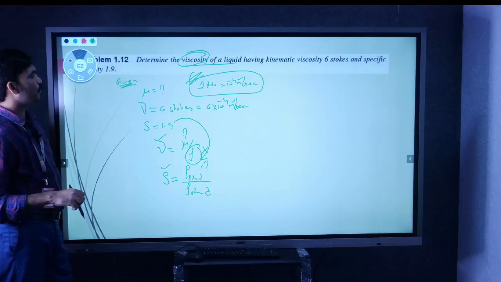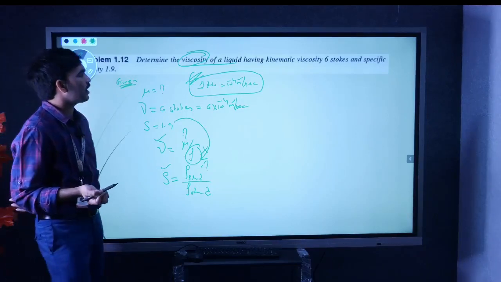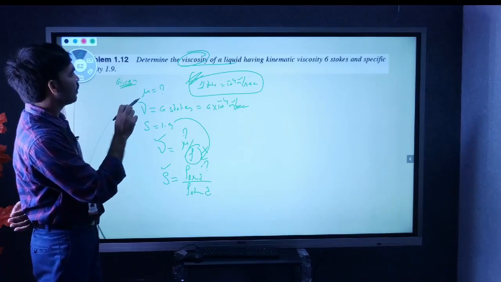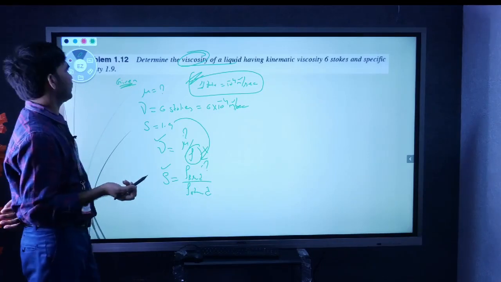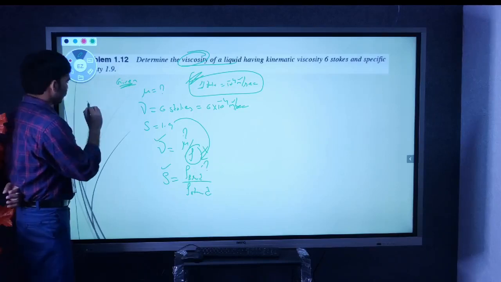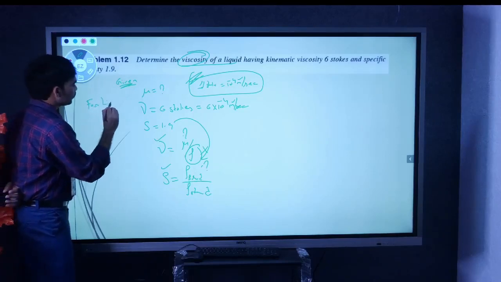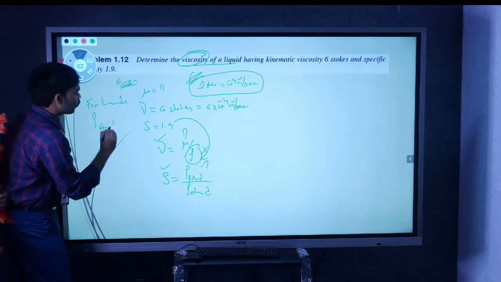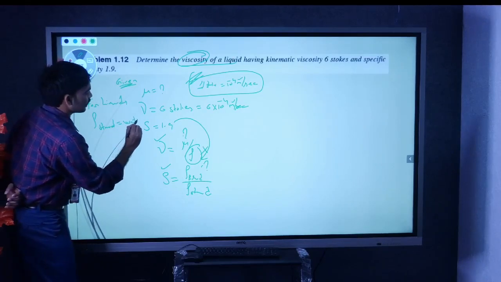Density of the standard fluid. So what is the density of the standard fluid? Here he has mentioned a liquid, but he has not mentioned what it is. I will tell you, for liquids, the standard fluid is water.